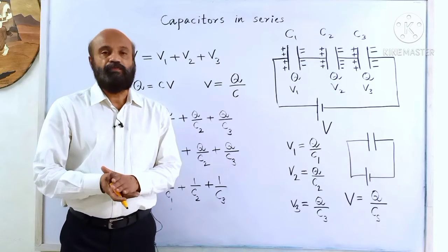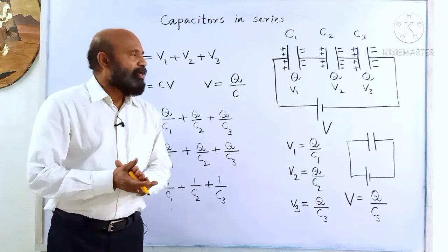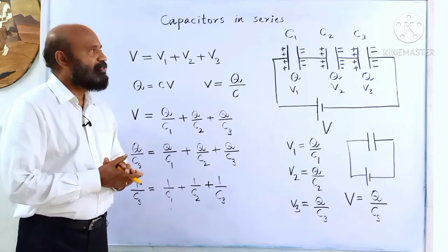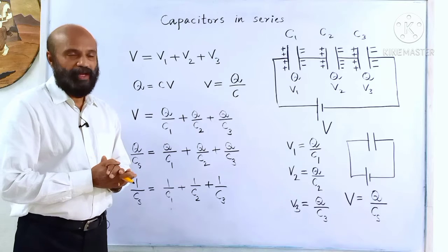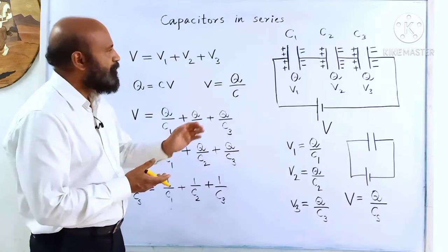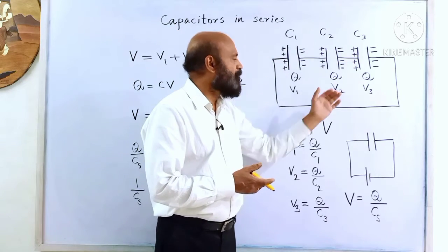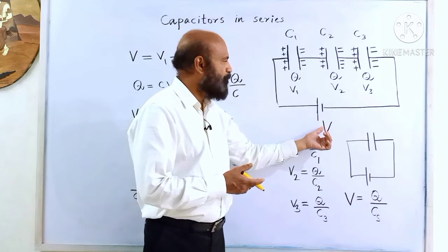In my last video, I explained capacitors. Capacitors can be connected in two ways, series and parallel. First, let us see capacitors connected in series. Here, three capacitors C1, C2, C3 are connected in series to a potential difference V.